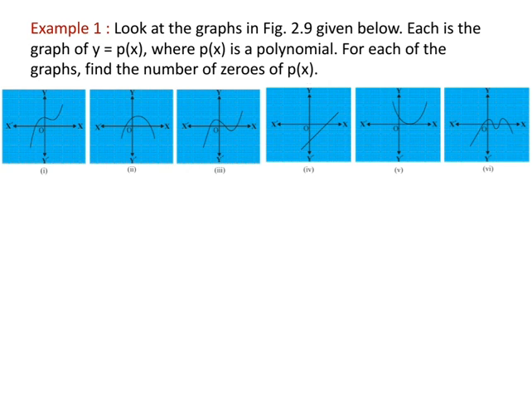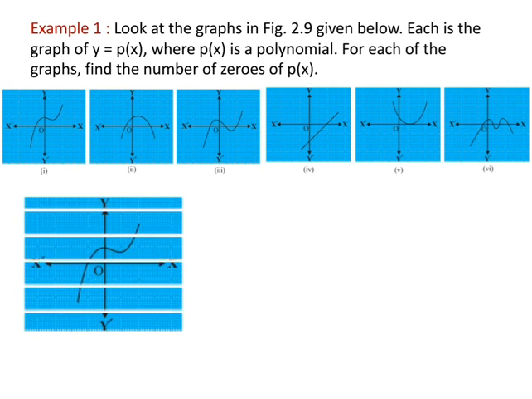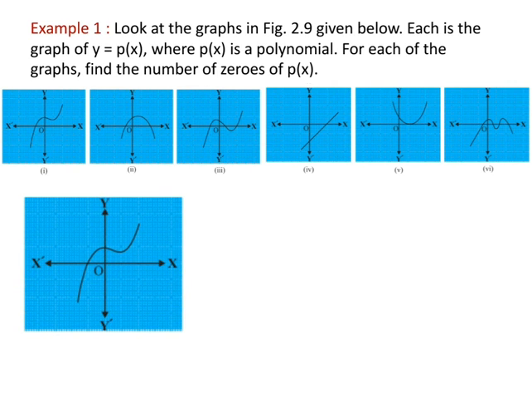Find the number of zeros of p of x. Okay, the number of zeros of p of x equals the number of points where the graph intersects the x-axis. At how many points does the graph intersect the x-axis? Okay, first subdivision. So y equal to p of x. Look at the graph. The graph intersects the x-axis at only one point. So the number of zeros of p of x is 1.